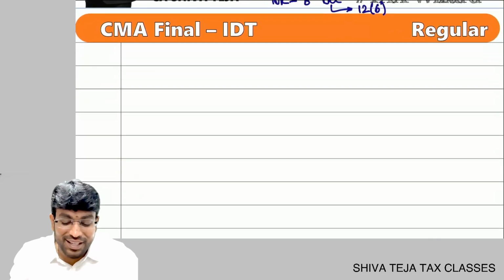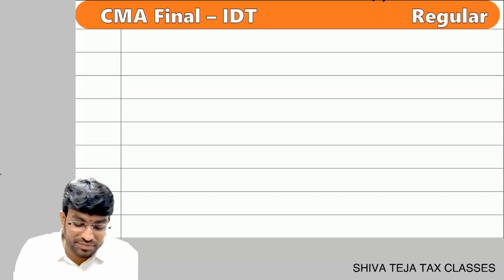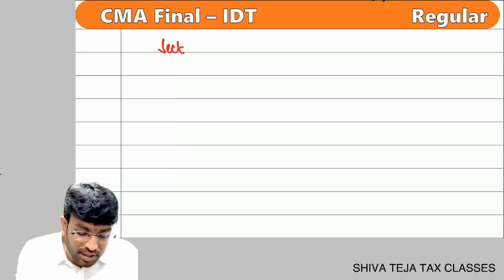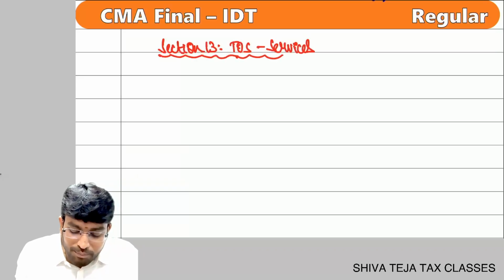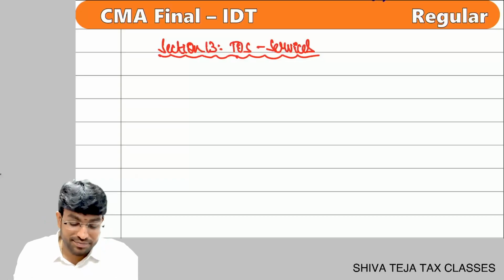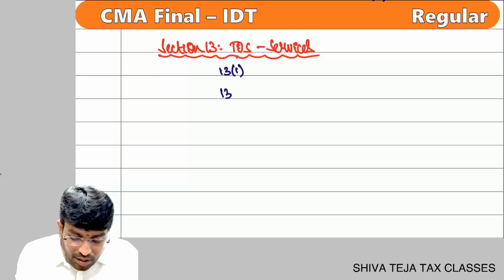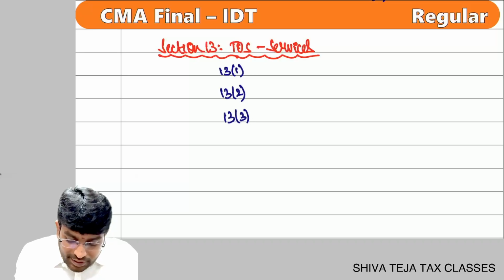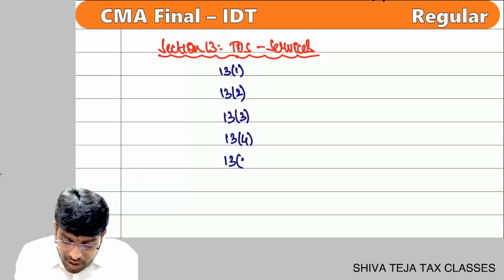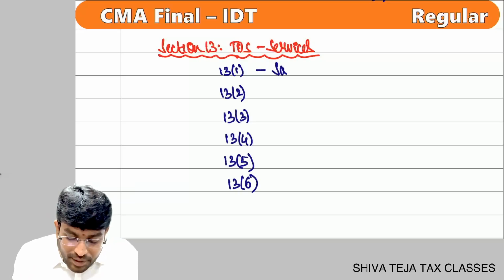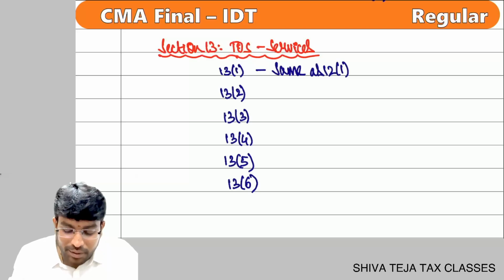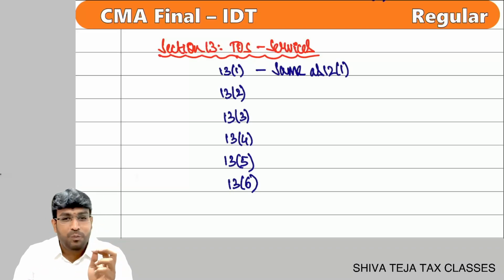Let's now talk about section 13. Listen carefully. Which section are we talking about? Section 13 deals with time of supply in case of services. Now some beautiful point I'll tell. Listen very clearly. 13.1, 13.2, 13.3, 13.4, 13.5, 13.6. 13.1 is the same as 12.1. What does that mean? Liability to pay tax shall be as per time of supply.